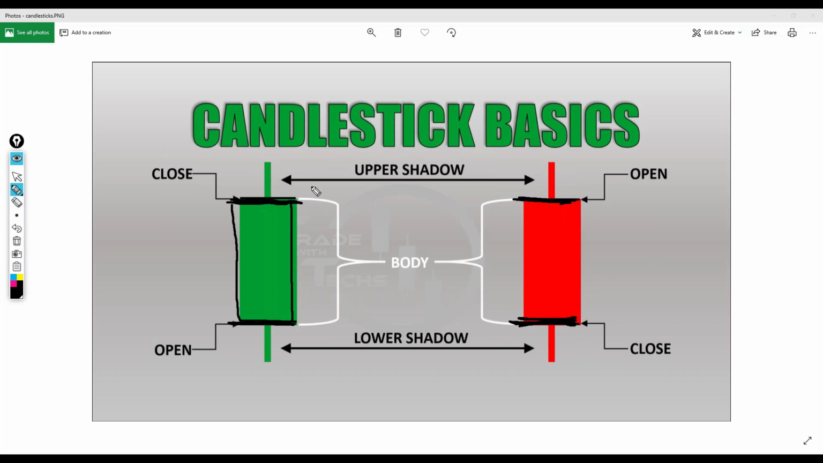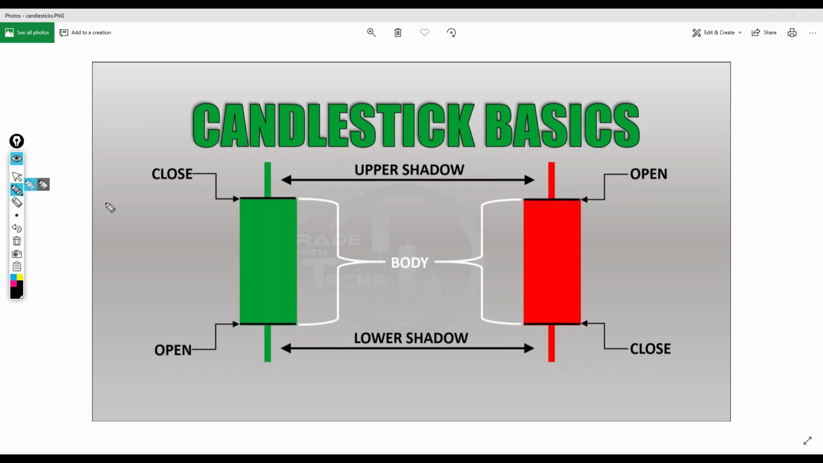All right, the second part, other than the body, and I guess technically it's a second and a third, is the shadows, the upper and lower shadows. These are also commonly referred to as wicks. I like calling them shadows, but it's just based off of personal preference. It's the same concept, okay? Now, the shadows show you the range, so the total range of a stock.